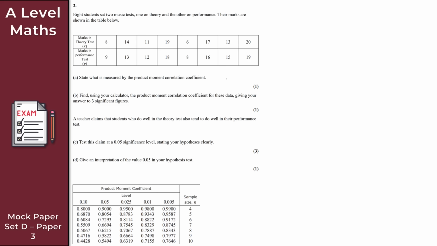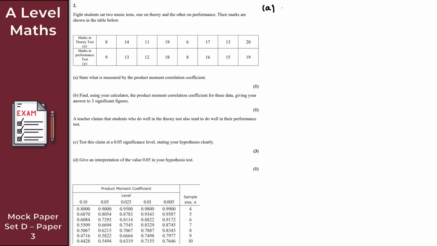So for part A then, it's just a 1-mark definition type question. It just says, state what is measured by the PMCC. So again, it's just 1 mark here. It isn't really going to make or break your exam. But all things considered, it is a pretty easy 1 marker. So for the PMCC here, what we're saying then is the PMCC measures the type and strength of linear correlation here between 2 variables. Okay.